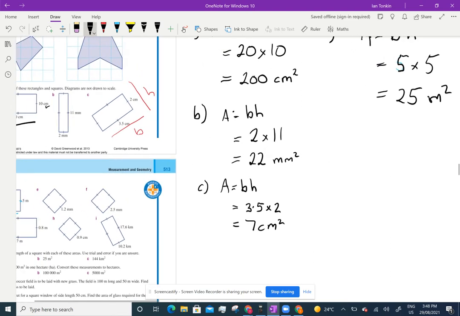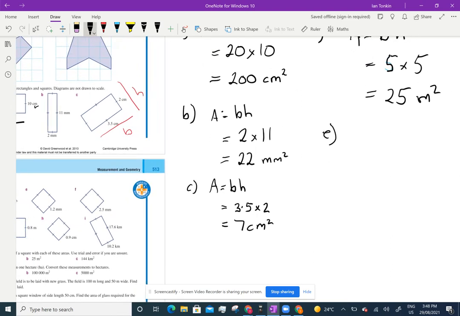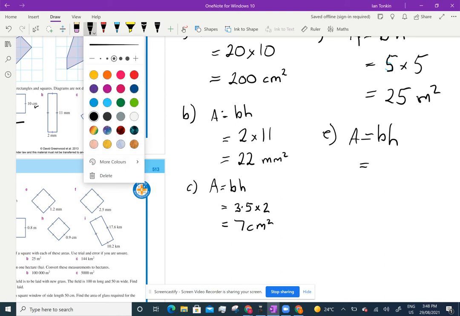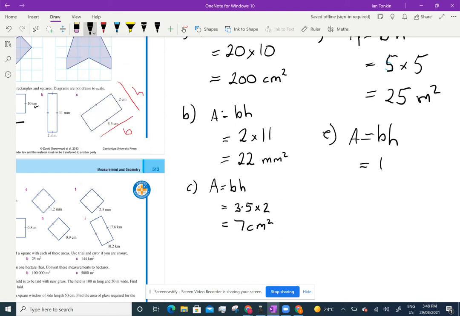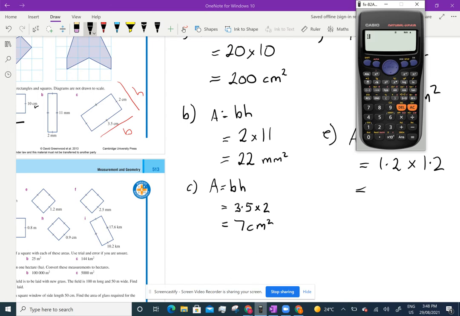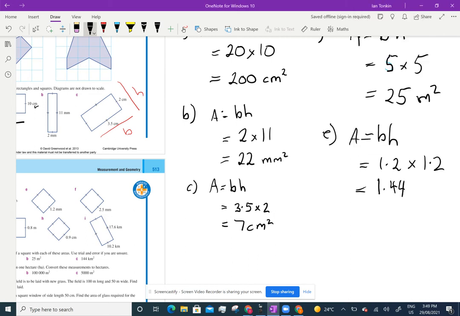The next one, E. Well, area, BH. Now, if you use the formula they use, they say S squared, the side times itself. You can write that down if you want, and it might come in handy later on when we do some solving equations, but not at the moment. So the base is 1.2, and the height is 1.2, because they're the same. I think I'll use my calculator for this. 1.44. What unit are we in? Millimetre squares.